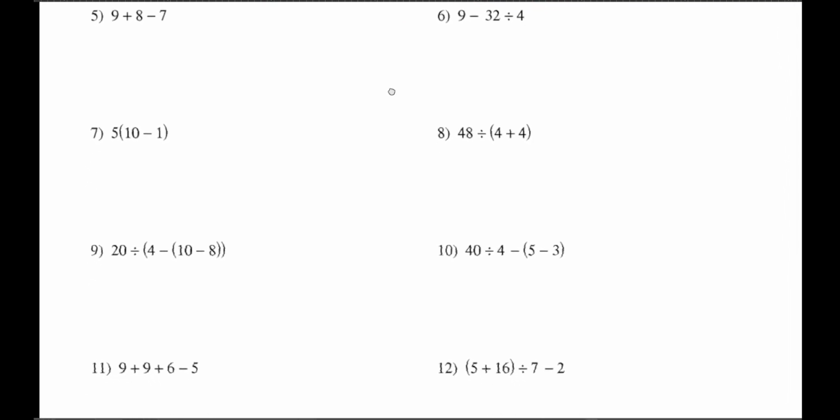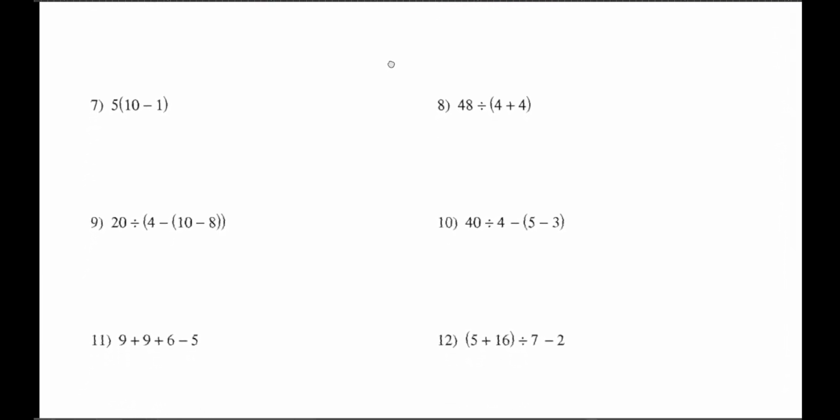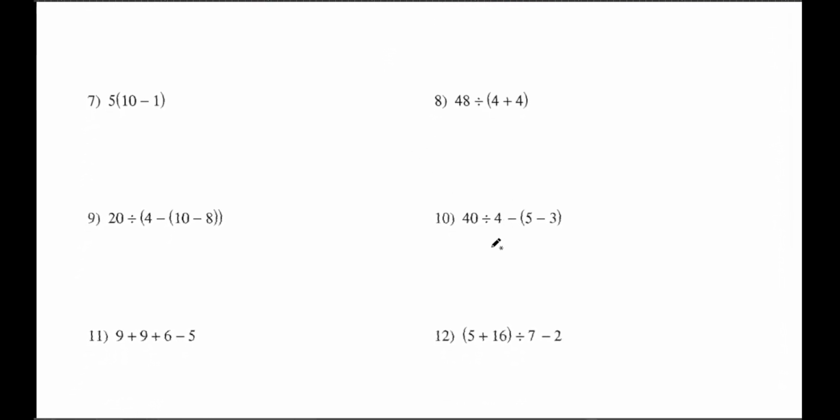All right, let's do 10. Let's take a look. Parentheses first. So what's in the parentheses? Which is going to give you what? 2. It's going to give you a 2. So really, we could go 40 divided by 4, couldn't we? What's that? 10 minus what? 2. So you could do those 2 in the same step.